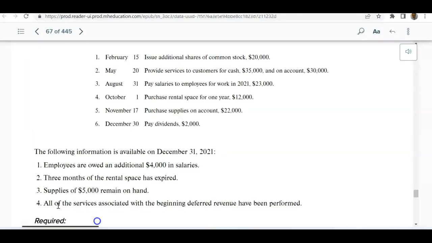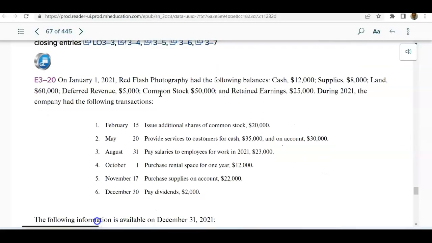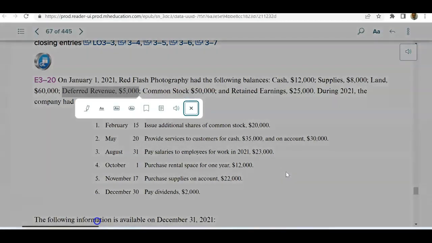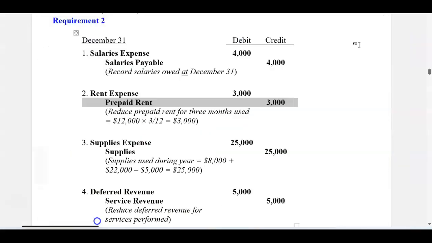The next thing is all of the services associated with the beginning deferred revenue have been performed. So unearned revenue has been performed completely. So here we have deferred revenue of $5,000, but the job is completed at the end of the year. So you get that information from the, let's say, operating management. Since his job is completed, your job is to recognize the revenue.